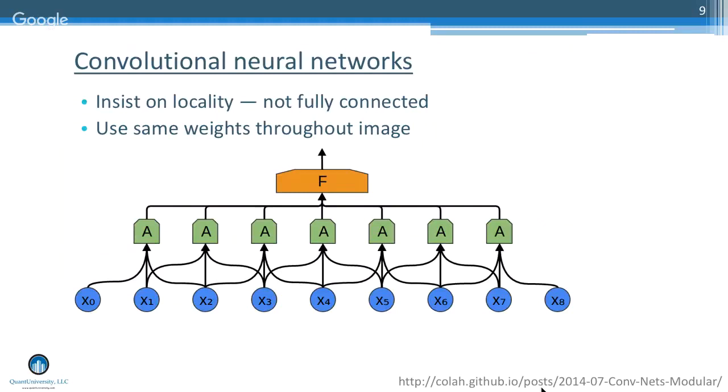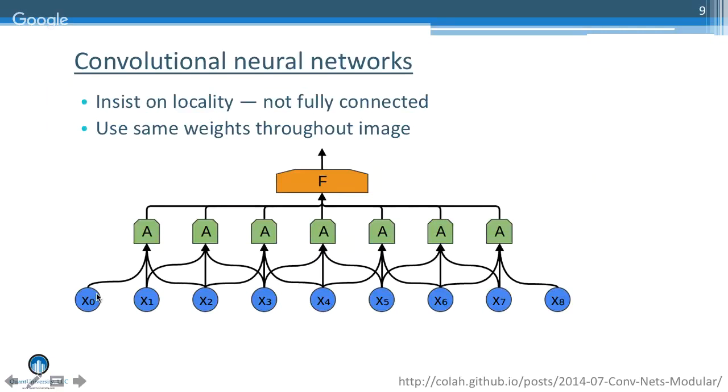When you say the same weight, what does that mean? It means x0, x1, x2 using the same weight, and x1, x2, x3? No, that's a good question. The connection from x0 to this unit is going to be the same weight as the connection from x1 to this unit, and same here, et cetera. So it's still 3 different weights.